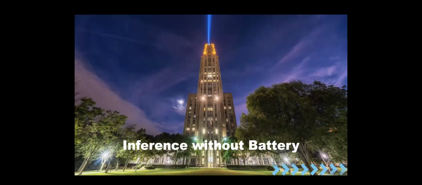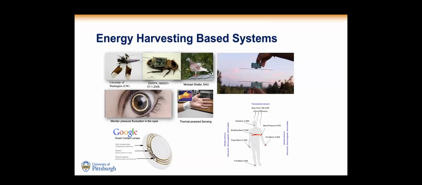All right. So first, let me go into the first part, the inference without battery. Energy harvesting is not something new. People have been doing this with RF, vibration. These are all examples of embedded systems powered by energy harvesting. For example, with a dragonfly, an insect, a bird, or using these coils to harvest the energy from a radio frequency, or even on your body. There is a lot of energy that you can harvest.